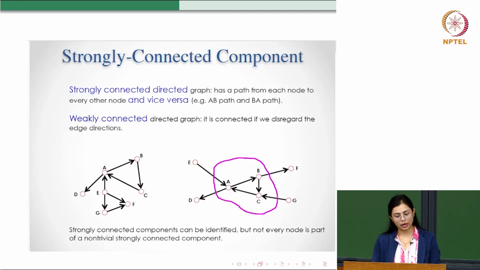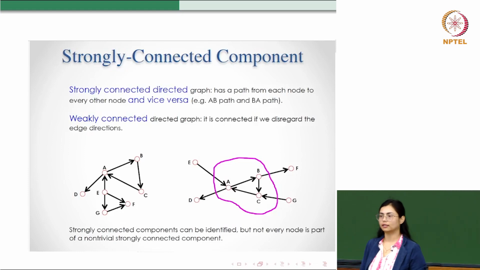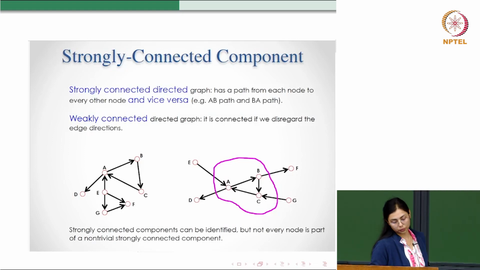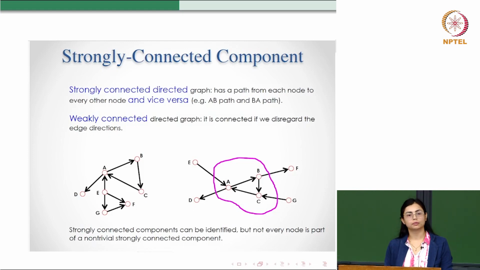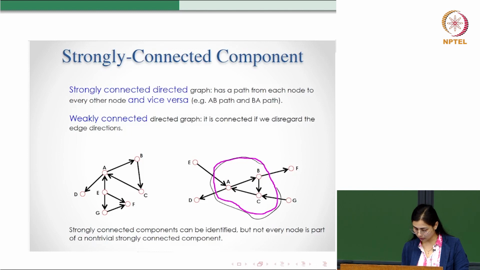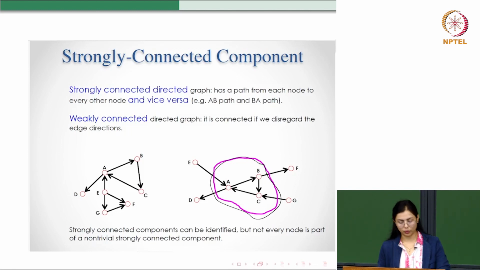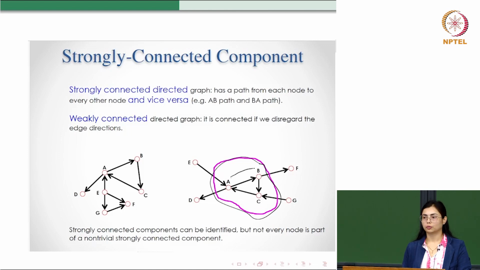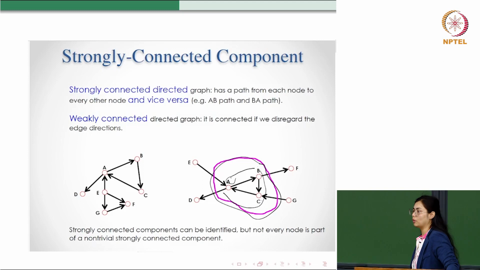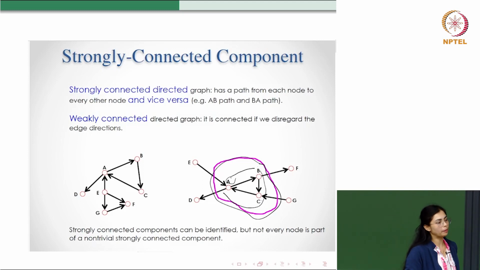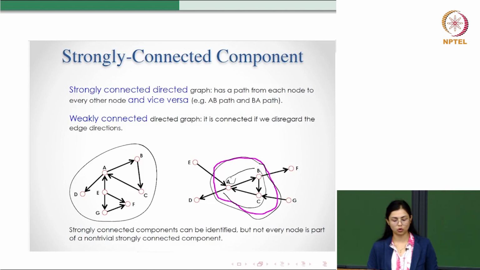So what does strongly connected mean? In the case of directed graphs we have this concept. It means there is a directed path from every point to every other point. For this example, this is one strongly connected component, where from A to B there is a path, and again from B to A there is a path. For all the nodes A, B, C in that component we have paths. Similarly, in this example, can you give me one strongly connected component?